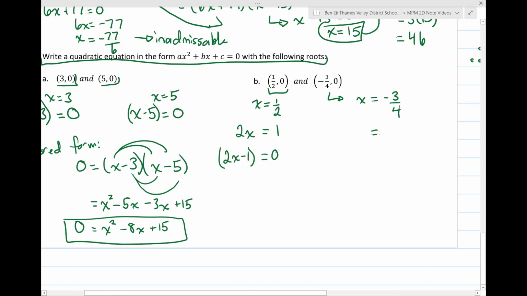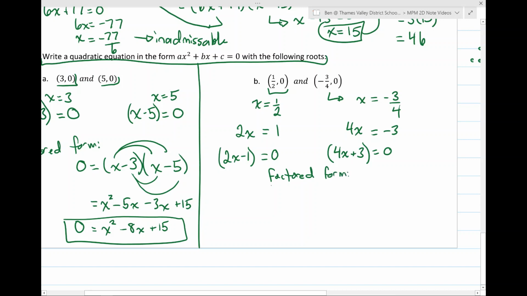And on the other, working with our other root here, that's 4. We multiply both sides by 4, so 4x equals negative 3. And then adding 3 to both sides will bring me to 0 on the right-hand side. So 4x plus 3 equals 0. Fantastic. Here are my two factors. Let's split up our work here. So I can set it into factored form. 2x minus 1 times 4x plus 3 equals 0.